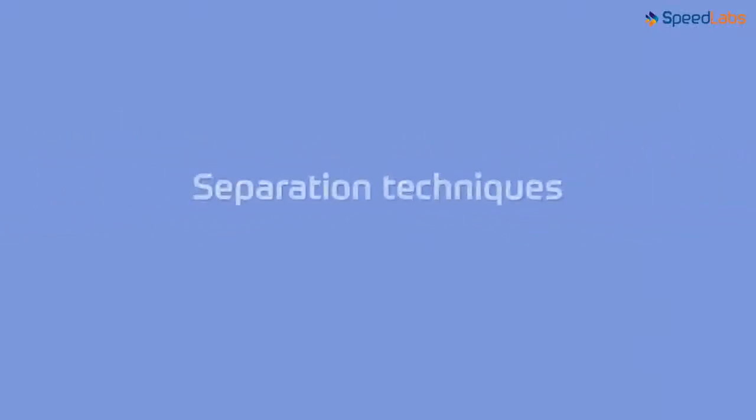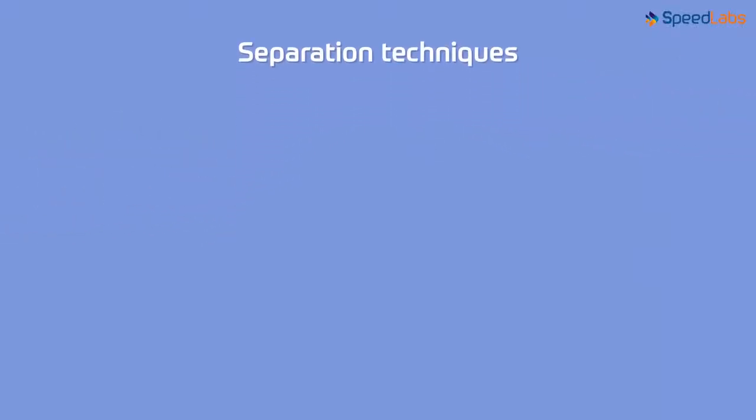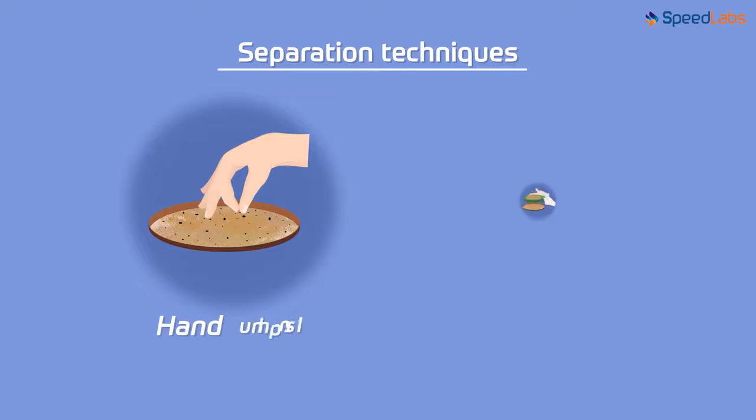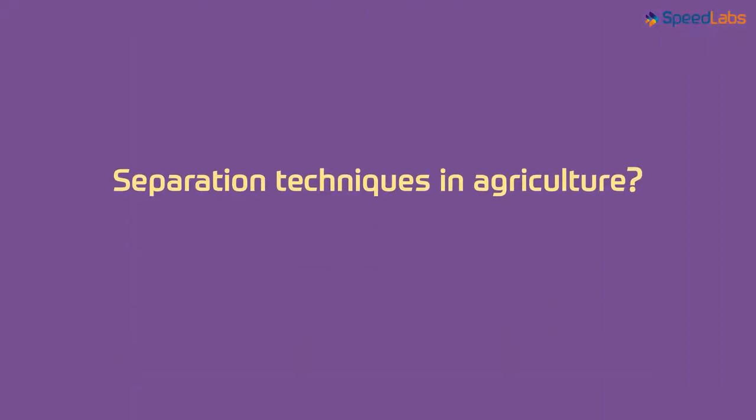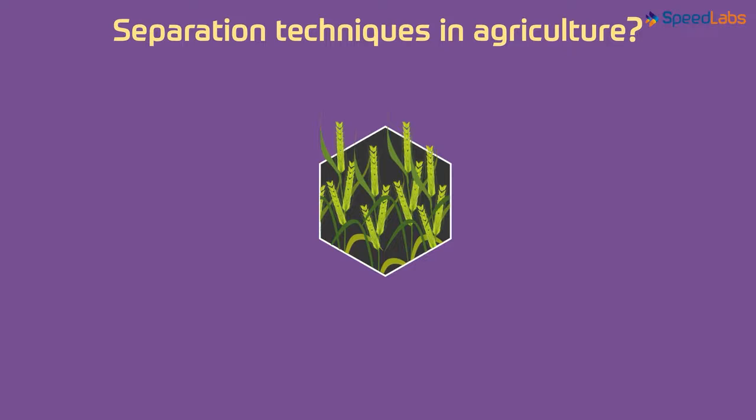We have taken a look at two major processes of separating solid substances, handpicking and sieving. Now we take a look at two processes which are commonly employed in agriculture. But why do we need separation techniques in agricultural practices? What substances are separated in agriculture?